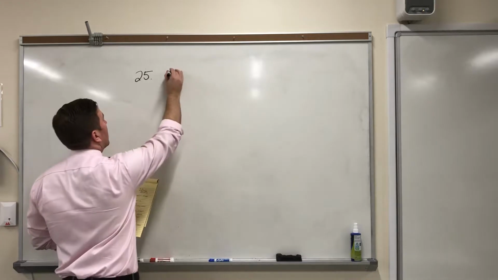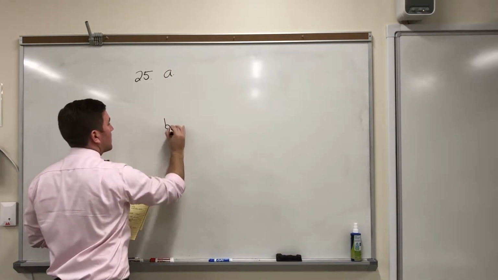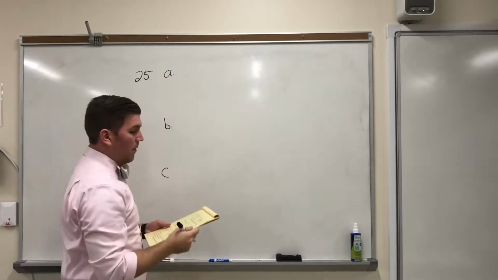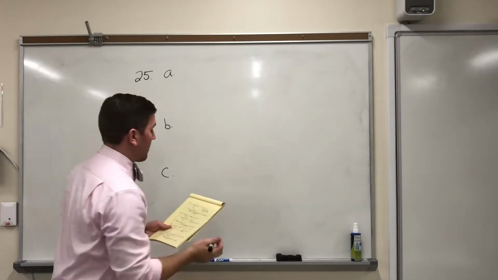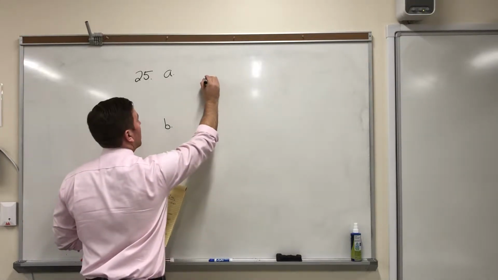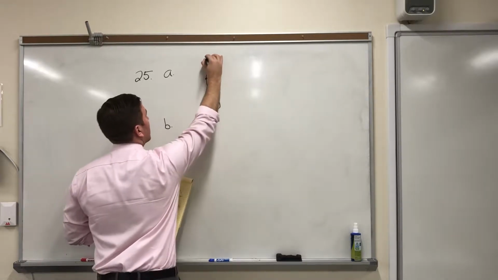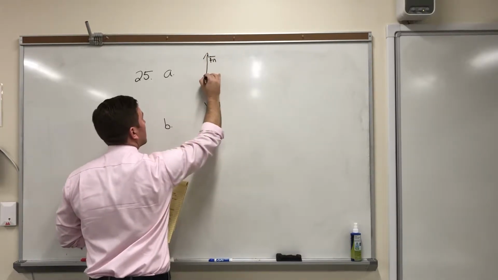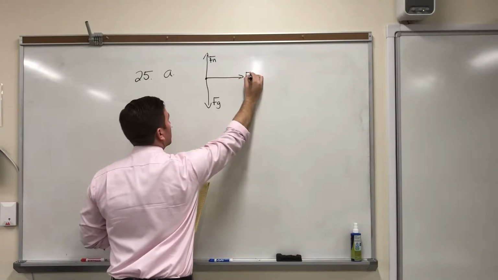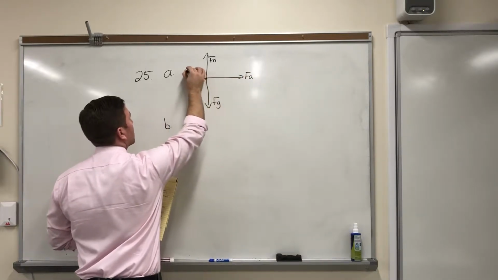So we started with 25. 25 had an A, B, and a C. Let's get those laid out. A wanted you to force diagram what was happening in this situation. So for letter A, we have, as always, the force of gravity, the normal force, an applied force, and a force of friction.